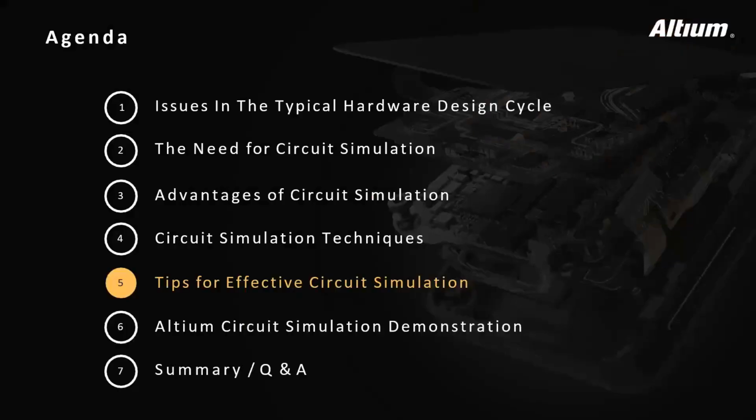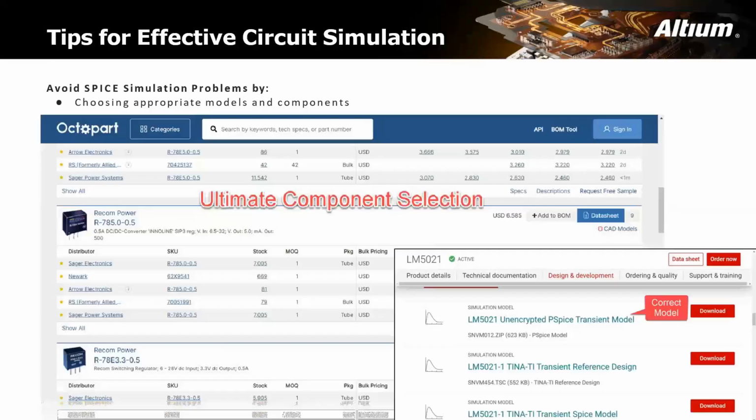We'll discuss some tips that help you to maximize your circuit simulation. The first tip, selecting the appropriate models and components. The accuracy of simulation relies on the quality of the models and components used. We should use a website like Octopart. Ensure that you are using the up-to-date manufacturer-provided models, and whenever possible, verify that they accurately behave like real world scenarios.